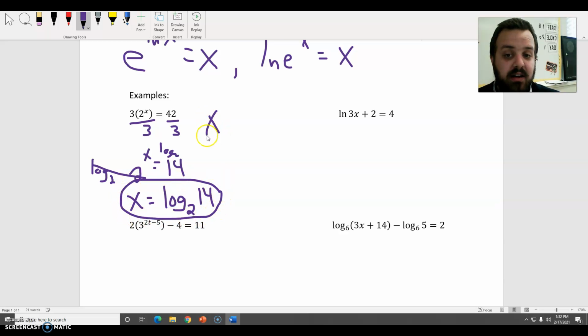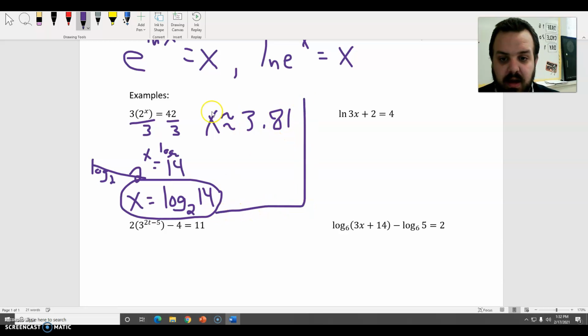If I want an approximation, I would need to put it in my calculator. Remember, to do that, I'm going to use my change of base formula. So I'm going to do the log of 14 divided by the log of 2. And doing that, I would get approximately 3.81. Okay, around 3.81, and there's my answer right there. Okay? Let's look at another one.